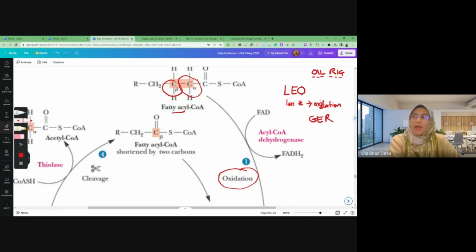LEO ni singa lah, lion. Lion sound macam tu kan. So gain electron ialah reduction. Gain electron penurunan. Proses pengoksidaan dan penurunan.